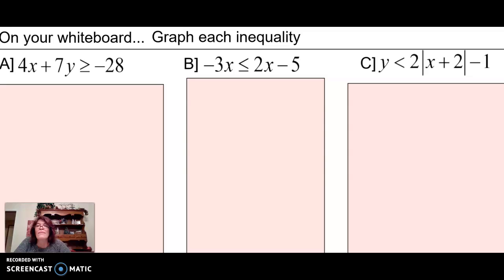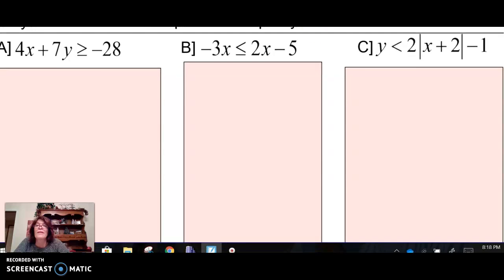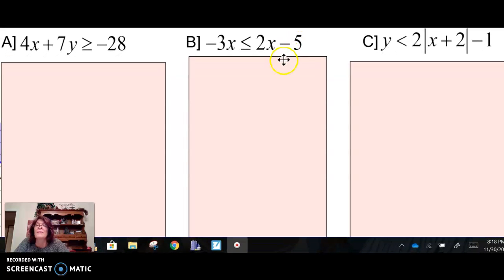All right, so let's graph these. You don't have your whiteboard, we're not in class. Maybe you could just pause me for a second and see what you get when you graph these. Okay, make yourself a little graph and see what you get. All right, go ahead and pause me and come back and do that. Okay, you're back. Here we go.